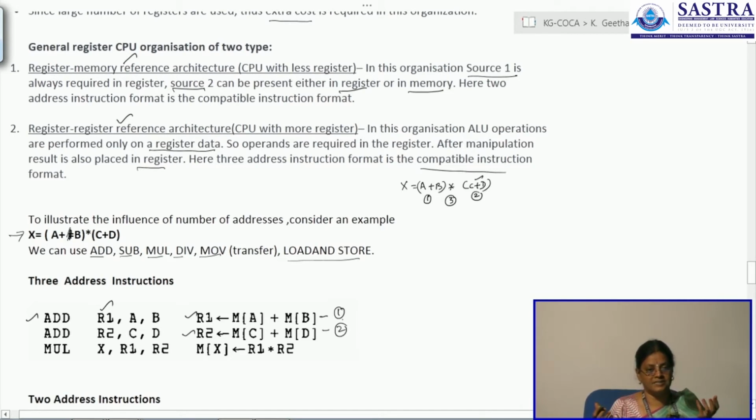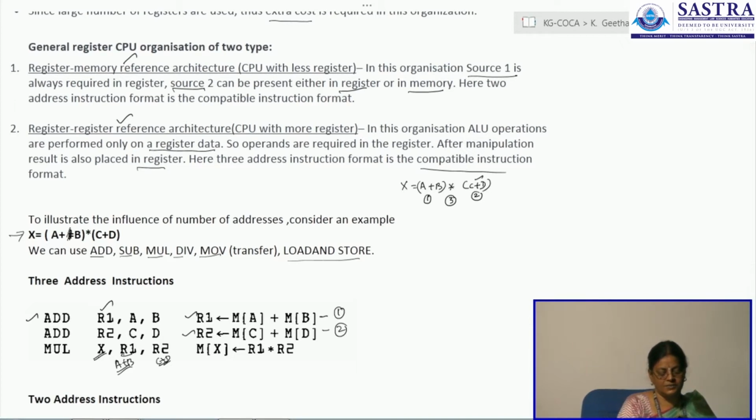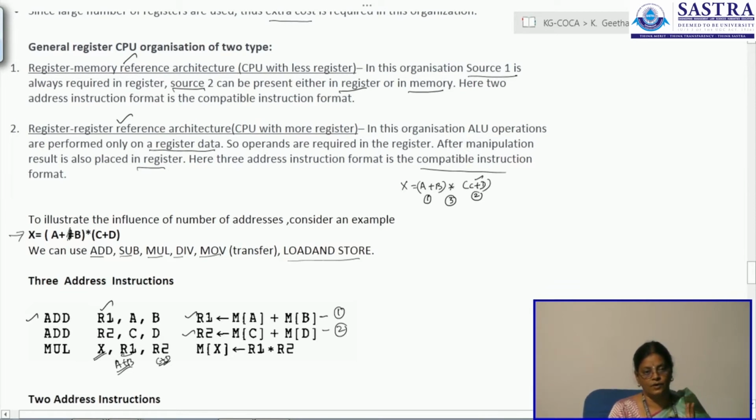Then after performing the summation of A, B and C, D, that has to be multiplied with each other. So R1 content, which is nothing but A plus B, and R2 content, which is nothing but the second instruction, C plus D. So A plus B and C plus D will be available in two registers. So these two registers have to be multiplied and stored in X. Here what I actually mean by X, the result is going to be stored in the memory, and whenever I store the result back in the memory, in which address it has to be stored has to be specified here. So this instruction is going to refer to one address, and it is going to refer to two addresses for the register.